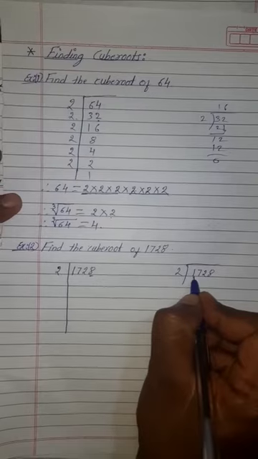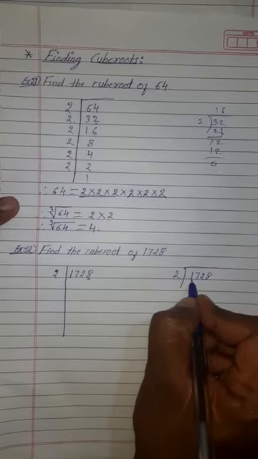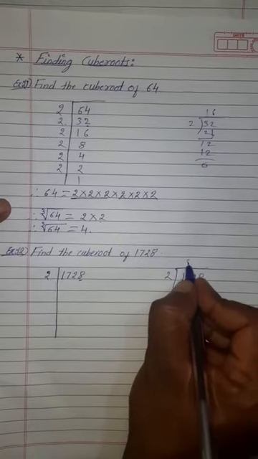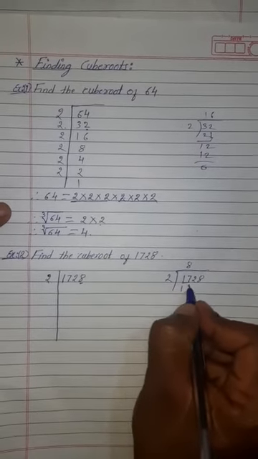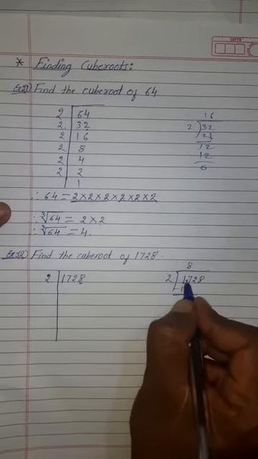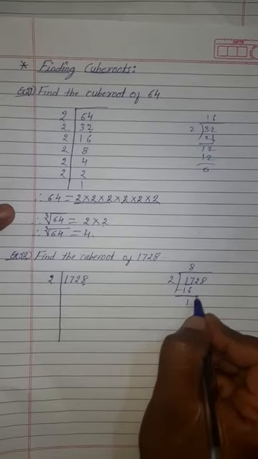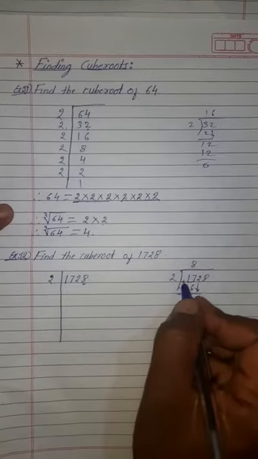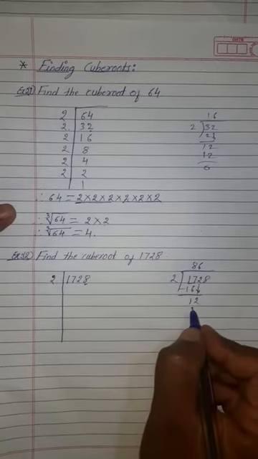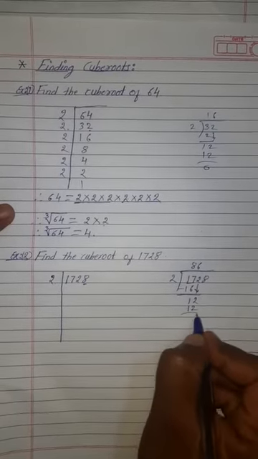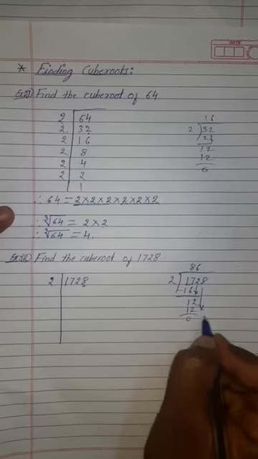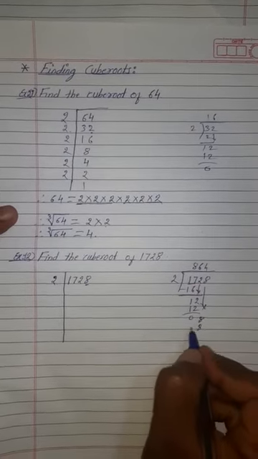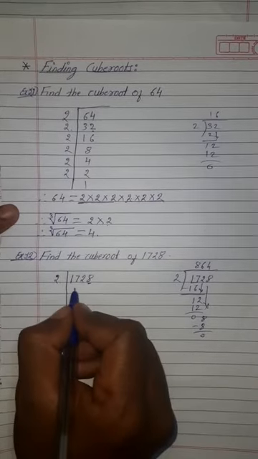We cannot divide this 1 by 2, so we'll take another digit, it becomes 17. So 2 8s are 16. 17 minus 16 means 1 remains. This 2 will come down here. So 2 6s are 12, 0. Now take this 8 down here. So 2 4s are 8. Okay, so what number comes here?